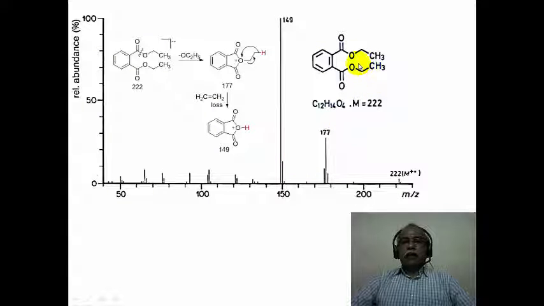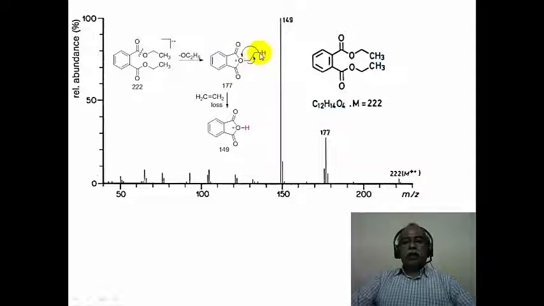This is diethyl phthalate. Diethyl phthalate also undergoes an ortho effect. Initially, the bond cleavage, alpha fragmentation, results in the formation of an alkylated phthalic anhydride kind of structure. The molecular weight of the compound is 222. Loss of an ethoxy group puts the fragmented molecule at 177.